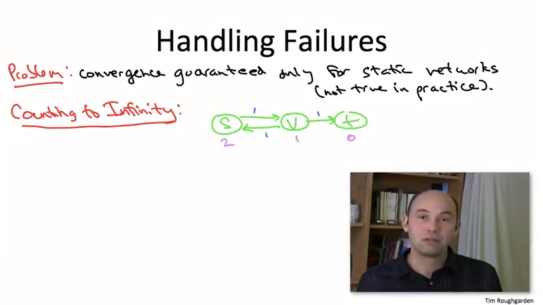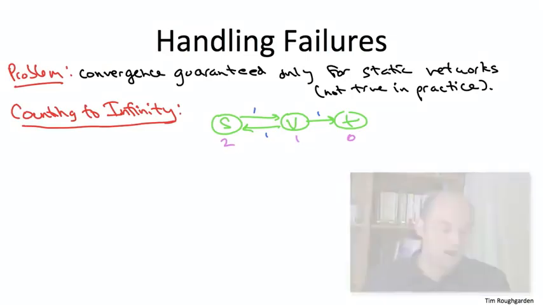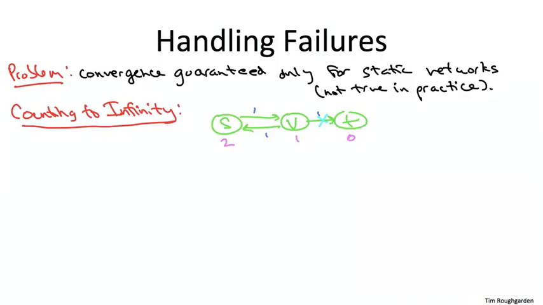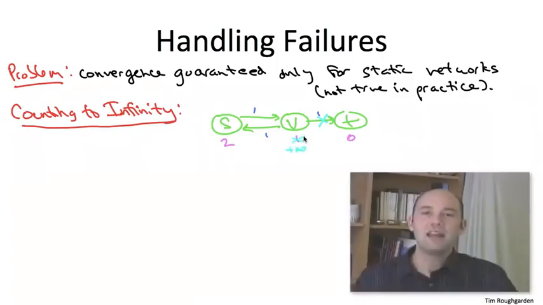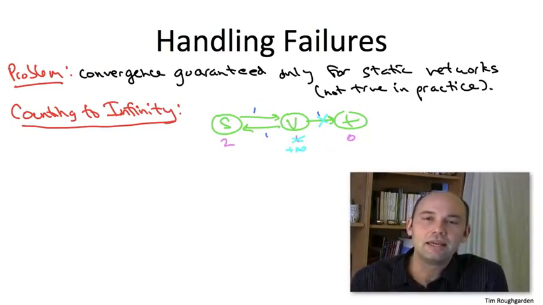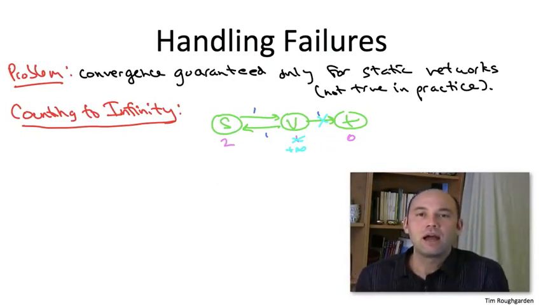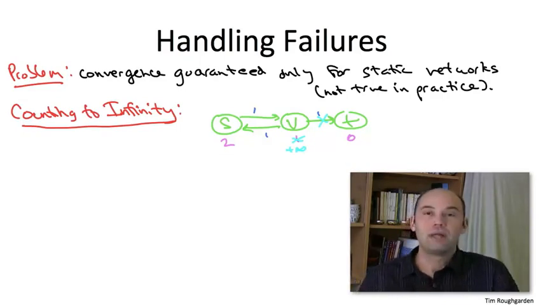So at some point, this link from V to T might go down. V is going to notice that its link to T has failed, and it's going to have to reset its shortest path estimate to T to be plus infinity. And in an effort to recover connectivity to T, it makes sense for V to ask its neighbors, do they have paths to T? And if so, how long are they? So in particular, V will poll S, and S will say, oh yeah, I have a path to T of distance only 2. And V says, oh, well, that's great.